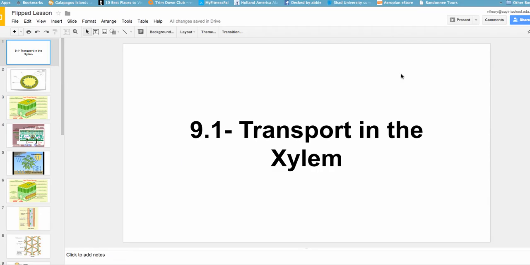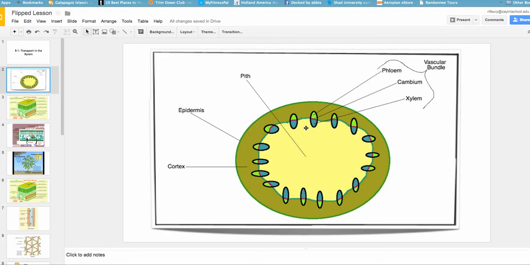So what I'm going to be talking about today is topic 9.1, which is transport in the xylem. To start off, this is a cross-section of a plant stem, and as you can see, the vascular bundle consists of the phloem, the cambium, and then the xylem, and I'm going to be talking about the xylem. The xylem transports water and solute from the roots to the leaves.